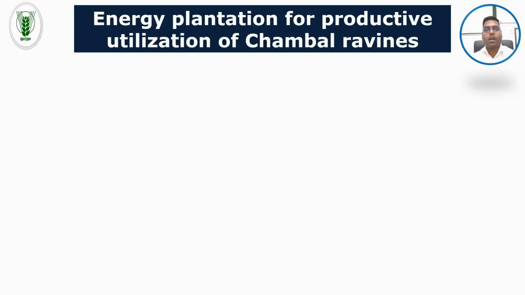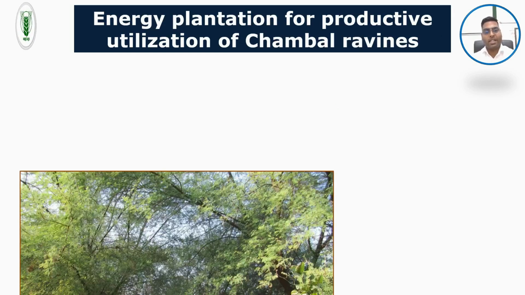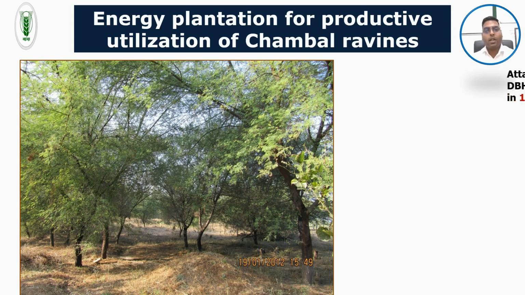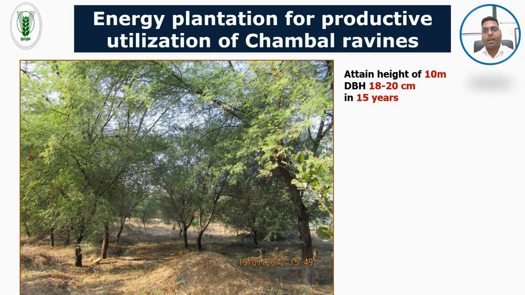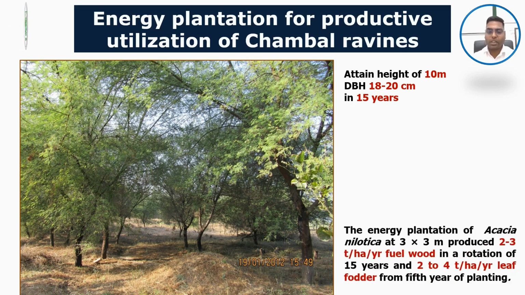Energy plantation for productive utilization of Chambal ravines. This is Acacia nilotica. After 15 years of plantation, this tree attained a height of 10 meter and DBH of 18 to 20 centimeter. The energy plantation of Acacia nilotica at 3 by 3 meter produced 2 to 3 tons per hectare per year fuel wood in a rotation of 15 years and 2 to 4 tons per hectare per year leaf fodder from the 5th year of planting. So we can say that Acacia nilotica is a wonderful tree for the productive utilization of the Chambal ravines.